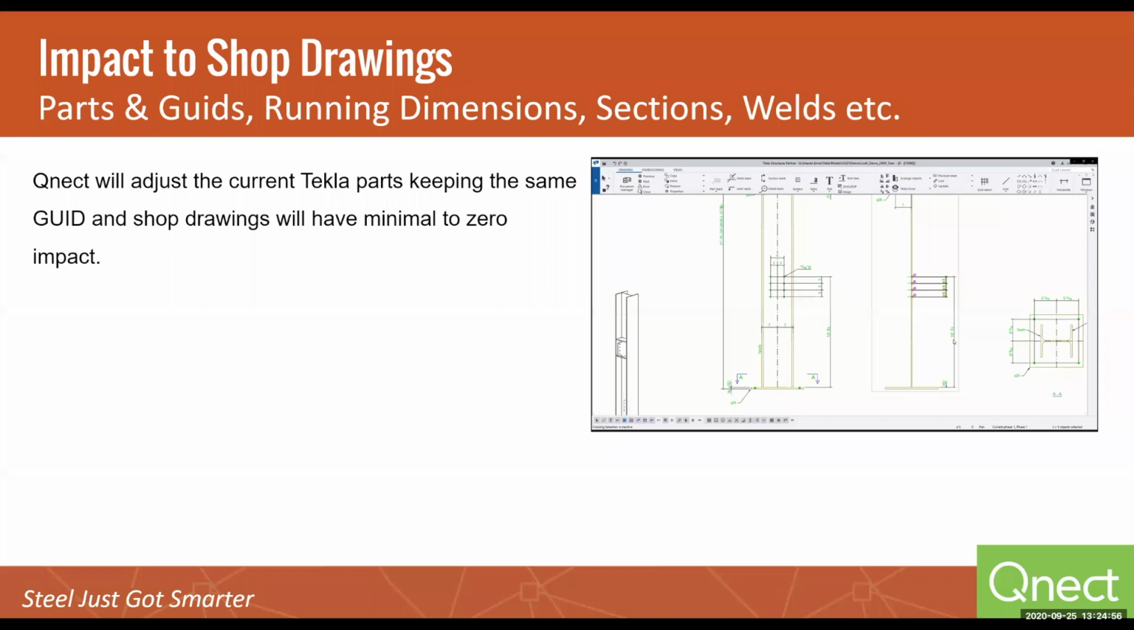Okay. Another big one people have asked about is impact to shop drawings. So parts and GUIDs, running dimensions, sections, welds. What is it going to do to my shop drawing when I have new connections or changed connections? So let's get into exactly that.